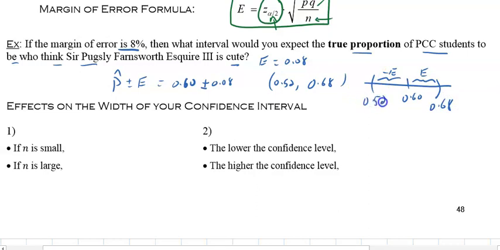Very important. For us to say we think somewhere between 52% and 68% of PCC students think that dog is cute is more likely to be true than us saying exactly 60%.